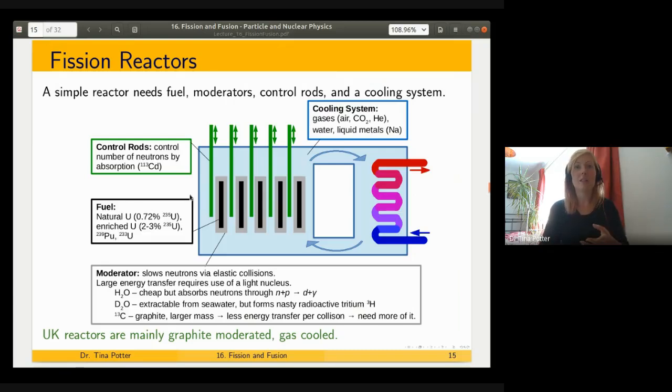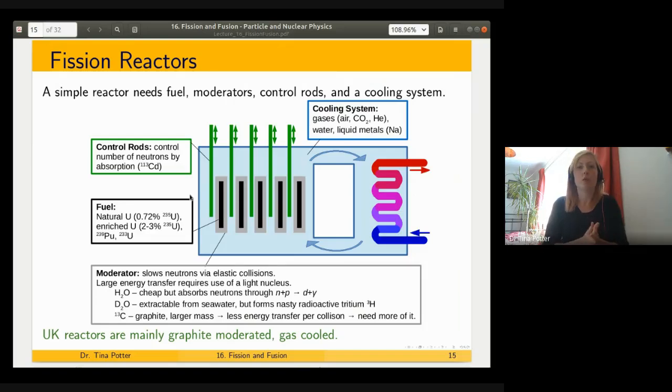Now, naturally occurring uranium as an isotope, it's at less than 1% of uranium. It's mostly uranium-238. We can use enriched uranium, which is about 2 or 3% of all uranium there. Or we could use plutonium, or we could use uranium-233, and we can make those in breeder reactors. So we're going to have some fuel in there that is going to capture neutrons and undergo fission.